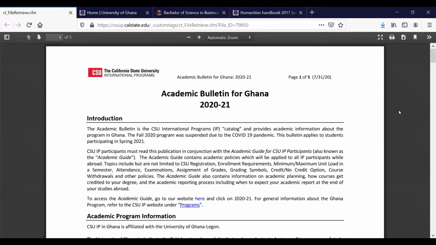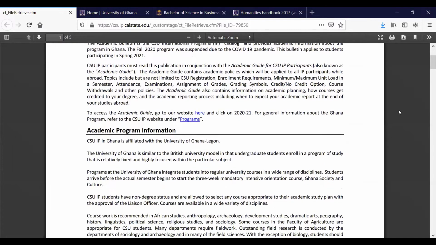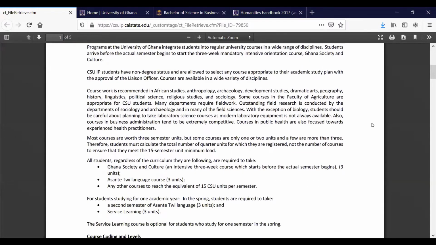You're also looking to see, are there any required classes? If we look at the University of Ghana's bulletin, we look down and we find there are 2 required classes per semester that students must take while participating on this program. Therefore, you need to be sure to include those classes in your list of potential classes to demonstrate that you have done your homework, you understand, and you would be happy to take these classes as part of this program.